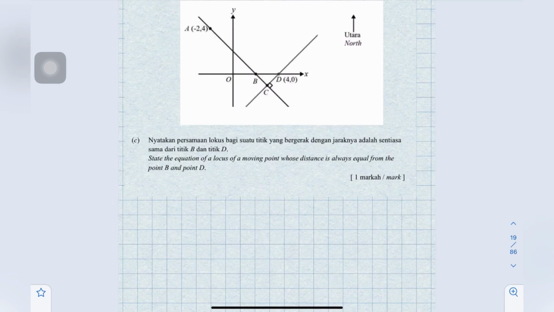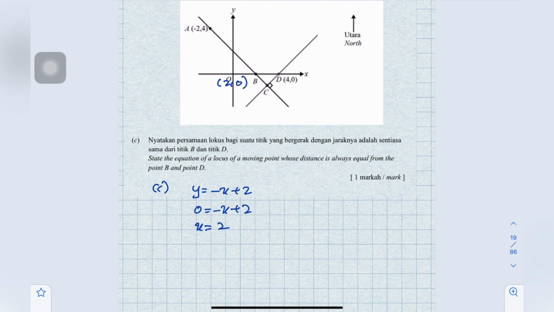C. State the equation of a locus of a moving point whose distance is always equal from point B and point D. Okay, so then we already have point D. So to find point B, previously we have the equation of AC, y equals negative x plus 2, passes through point B. So B is the x-intercept, so y equals 0. Negative x plus 2, so x equals 2. So point B is (2, 0).